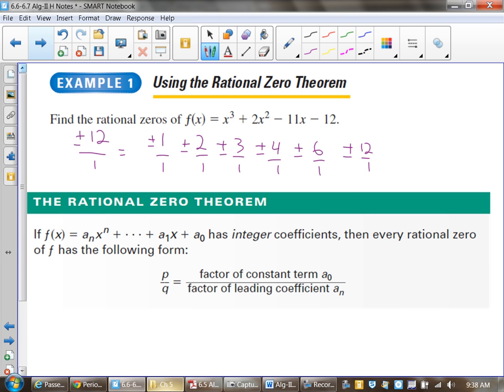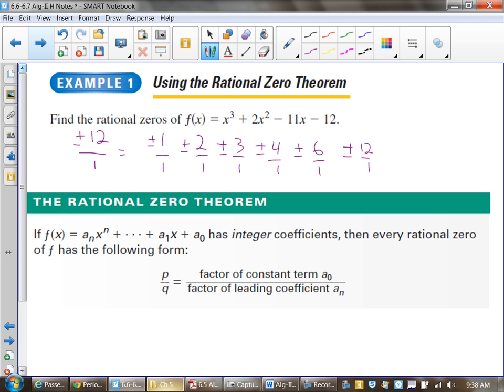Because if you have negative times negative, like a negative 1 times a negative 12 is 12, things like that. So it's plus or minus. You can get some really ugly numbers and ugly fractions here. It is completely possible. So now it's just a matter of, well, that means I have, let's see, 1, 2, 3, 4, 6, and 12. I have 12 possible zeros to factor with. Where do you start? 1.